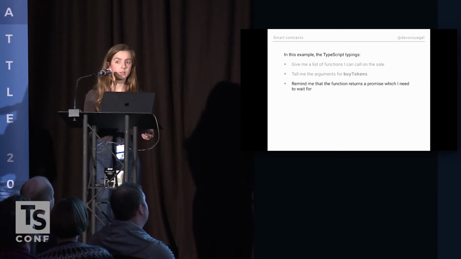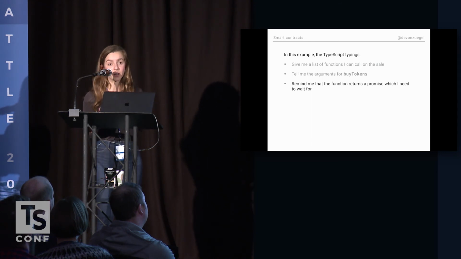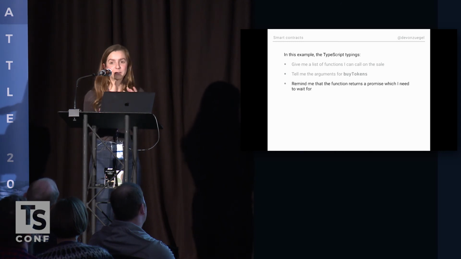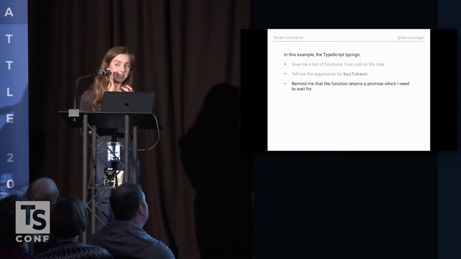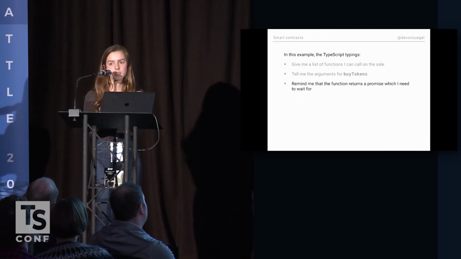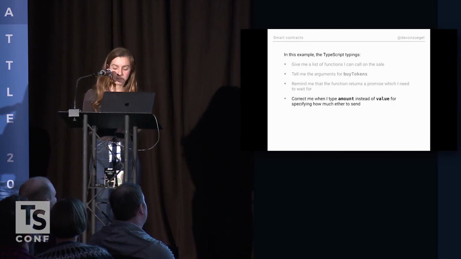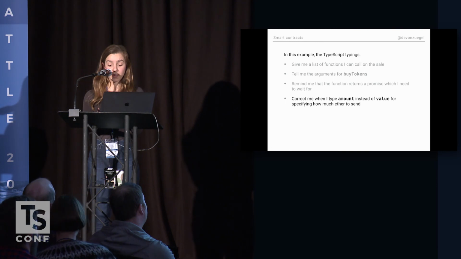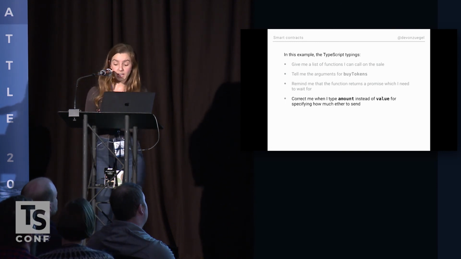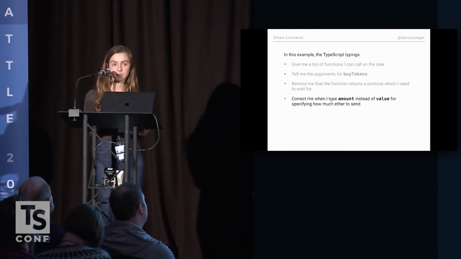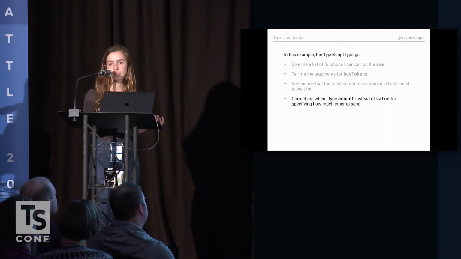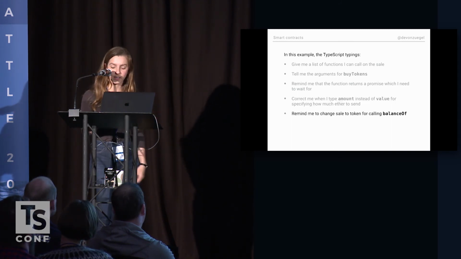It reminds me that the function returns a promise, which I need to wait for. And as we all know, JavaScript code is asynchronous, but JavaScript code that interacts with smart contracts is especially asynchronous. I don't know if you guys have read much about Ethereum and its performance issues, but it takes a really long time for everything to happen, sometimes on the order of 5 minutes. So it's very important that you await. Now it'll also correct me when I type amount instead of value, when I specify how much ether to send, which is, again, really important because we don't want to send Ethereum into the void.